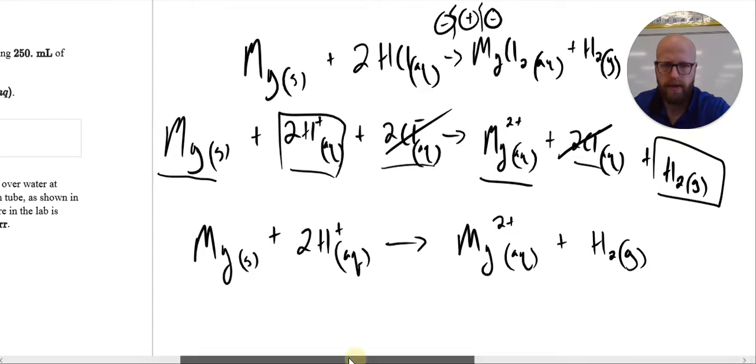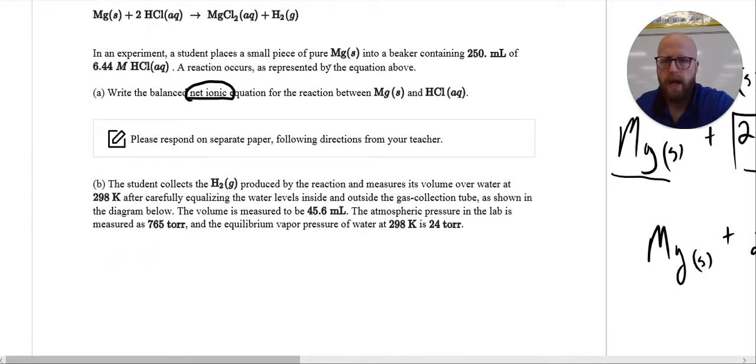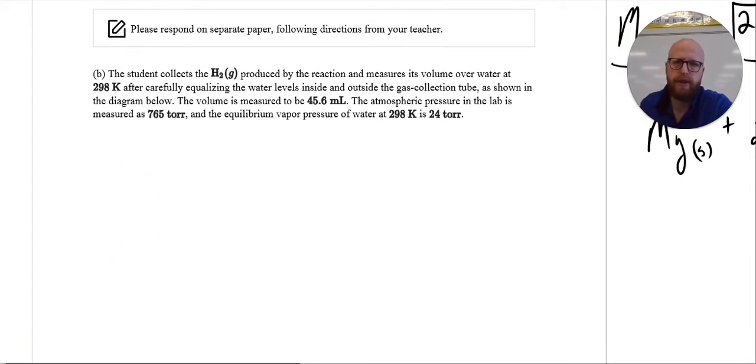All right, let's go on here and see what else we got. A student collects H2 produced by the reaction and measures its volume over water at 298 Kelvin. After carefully equalizing the water levels inside and outside, we'll talk about why they would do this. What's the point of doing this? After it equalized, this is an important statement.